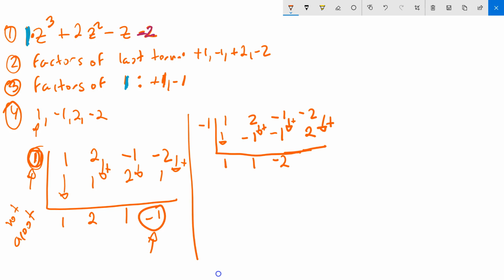Now when you add these, look what happens. You get a 0 in this position. You see? The remainder is 0. When that happens, that tells you that negative 1 is a root.